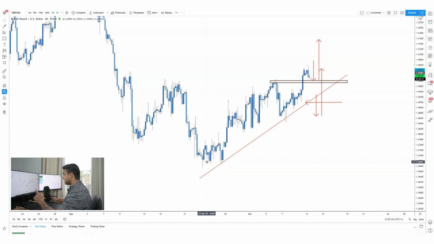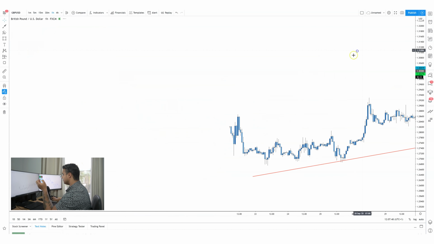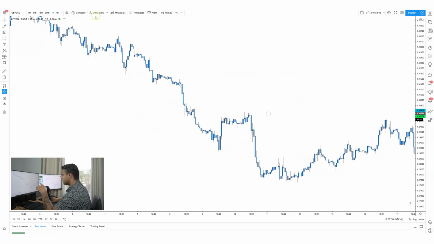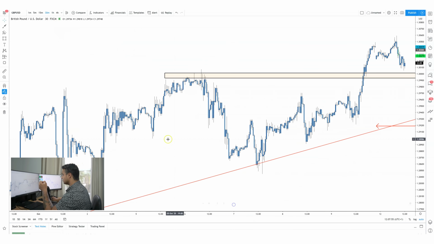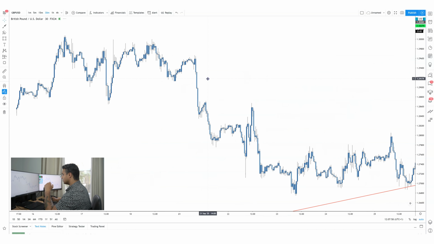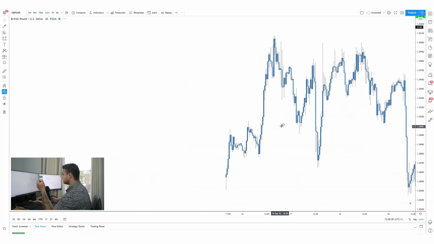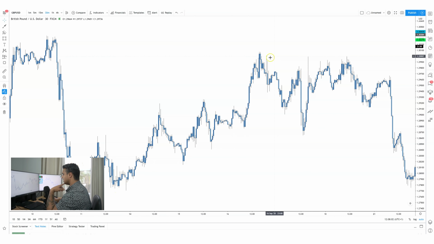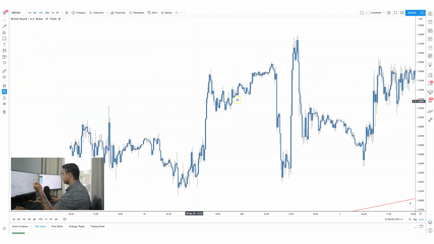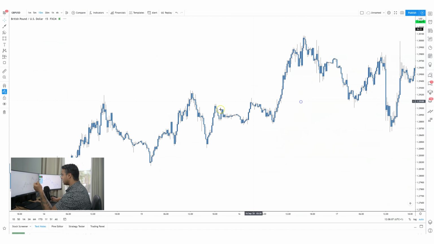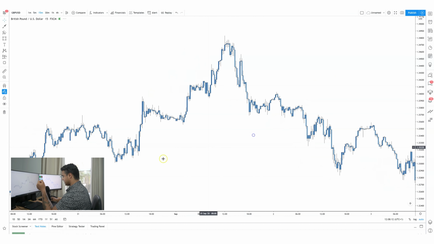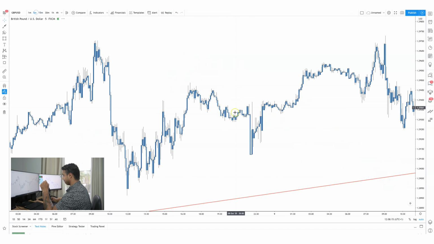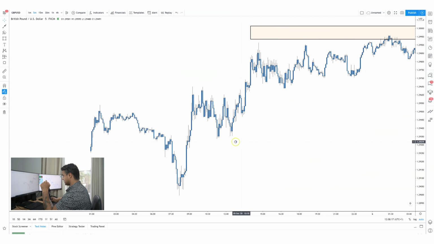Look, 4H time frame: trend to the upside. 1H time frame: trend to the upside, then look at this, trend to the downside. Let's go to the 30-minute time frame: trend to the downside, and then let's look for trend to the upside. Let's go to the 15-minute time frame. So we've done trend down, we've done trend up. Trend to the downside. Trend to the upside.